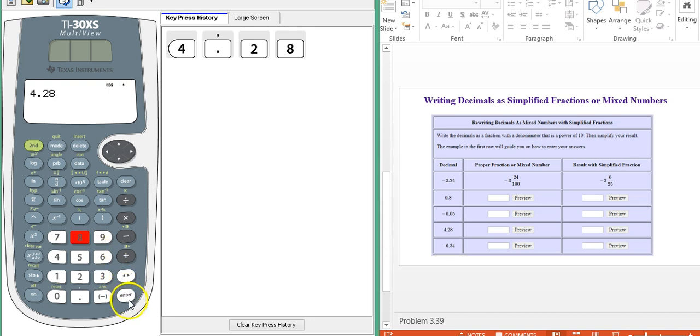So first I'm going to hit the second button and then hit the n over d to mixed number button. I'm going to hit enter, and it writes it as a simplified mixed number. Now again, notice 4.28, that's 4 and 28 hundredths. So your answer here would be 4 and 28 hundredths, and then your simplified result would be 4 and 7/25. So it's only going to give you the simplified result. I hope this was helpful in showing you how to use the calculator in this unit.